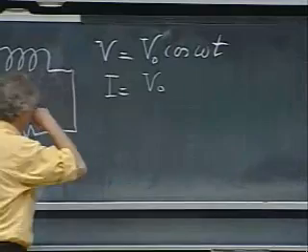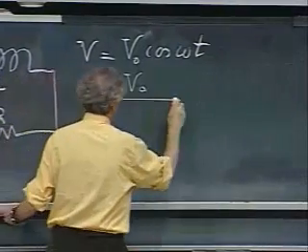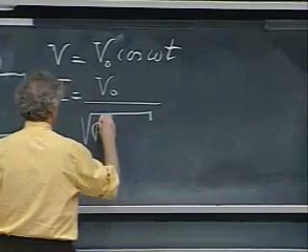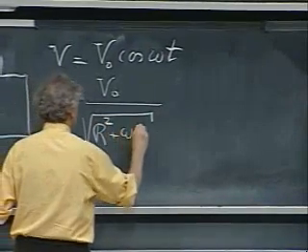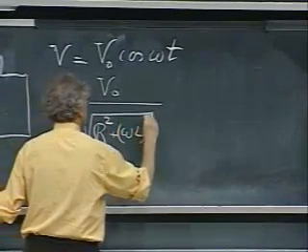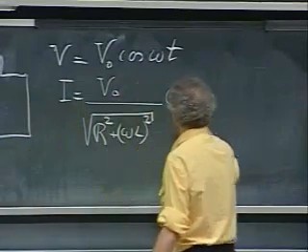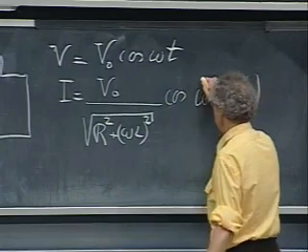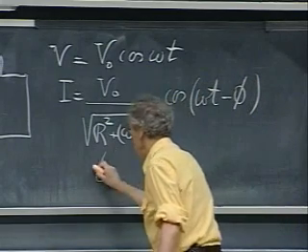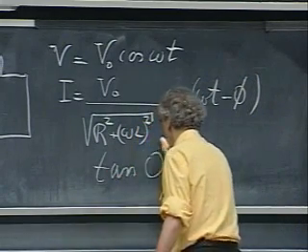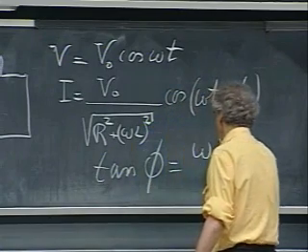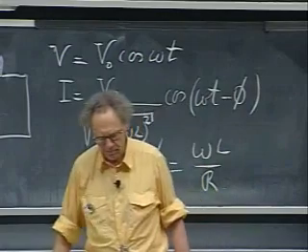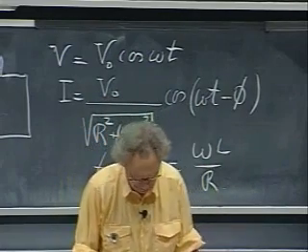The current as a function of time now is V0 divided by the square root of R squared plus omega L squared times the cosine of omega t minus phi, and the tangent of phi, that angle phi, is omega L divided by R. And of course we need some time to digest this.